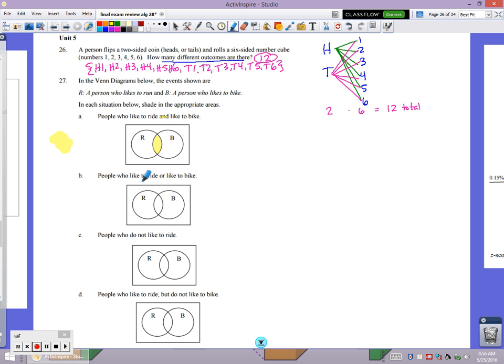So here, people who like to ride or like to bike. So if you like to ride, you're in this circle. If you like to bike, you're in that circle. So it's either this or that, as long as you're in this or you're in that. It's okay to be in the and section. These people that are in here, they like to ride, or they like to bike, or they like to do both, and that's okay. Or is very flexible and and is more strict.